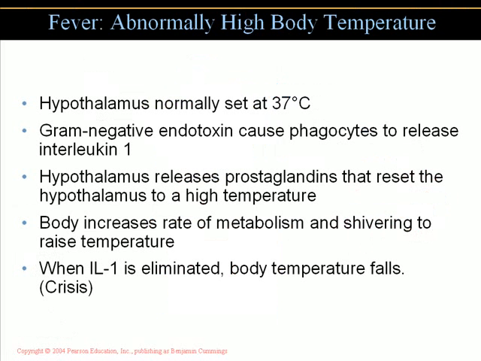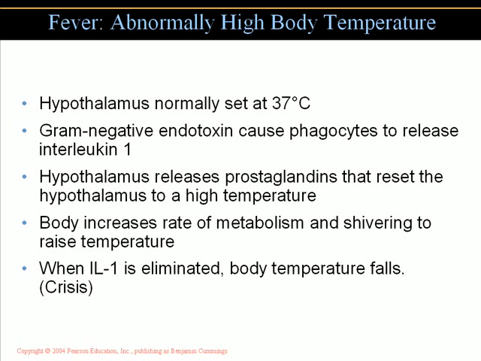Again, this is just being a little redundant. The hypothalamus is normally set at about 37 degrees Celsius, which is 98.6 degrees Fahrenheit. Gram-negative organisms produce endotoxins that cause the phagocytes to release another chemical substance, interleukin-1. The hypothalamus releases prostaglandins that reset the hypothalamus to a higher temperature.